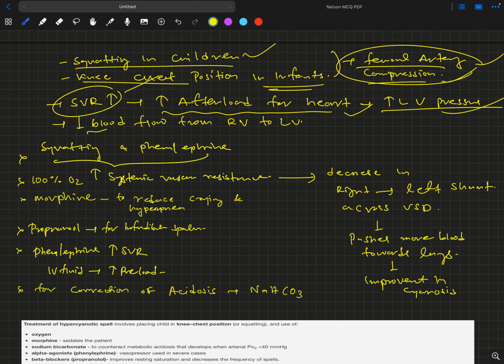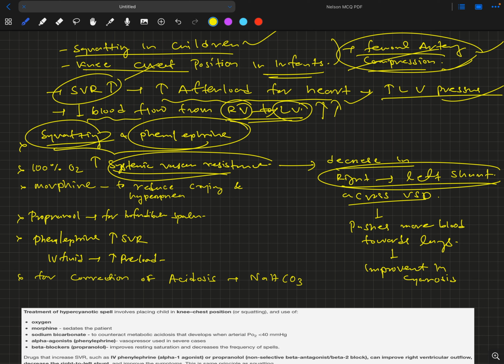Squatting and phenylephrine, which is also a vasoconstrictor, will lead to a rise in systemic vascular resistance. With squatting it is due to femoral artery compression, and the rise in systemic vascular resistance leads to a decrease in right to left shunt. When the systemic vascular resistance rises, there will be a decrease in right to left shunt, because the left ventricular pressure is now also increased. The right to left shunt across the VSD decreases, and it pushes more blood towards the lungs. Then there will be improvement in cyanosis.